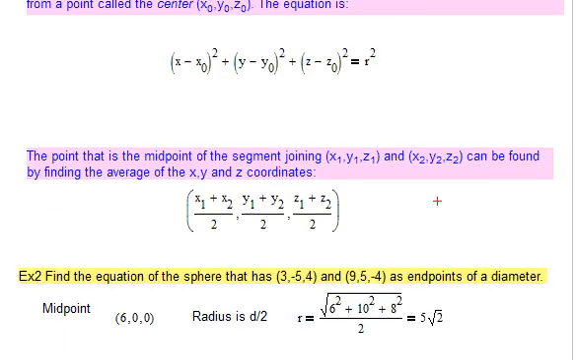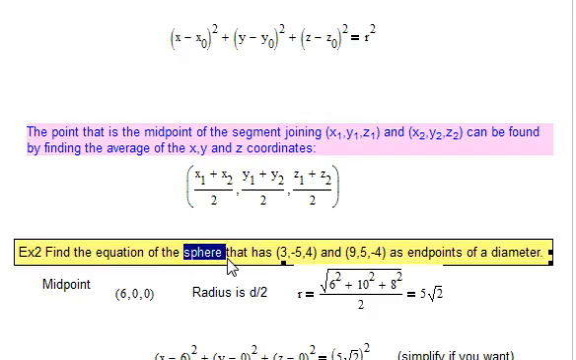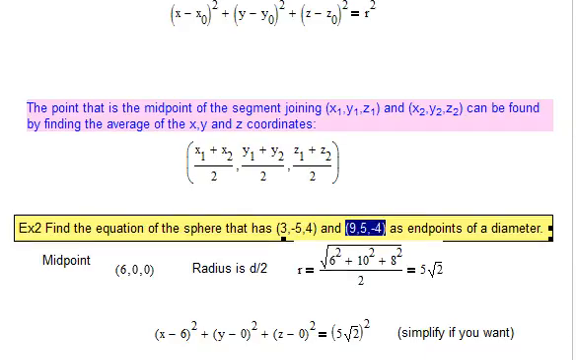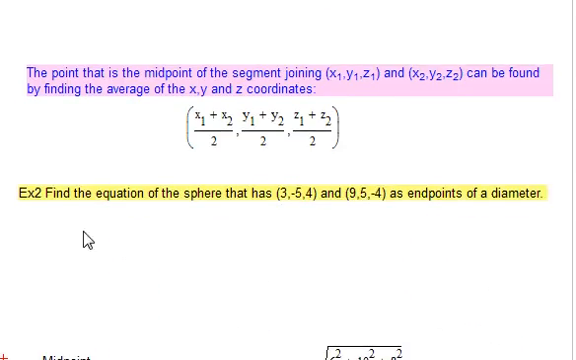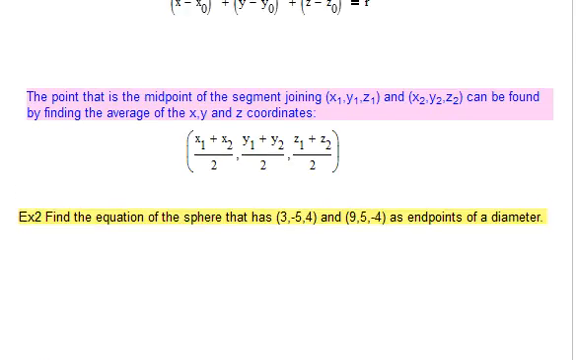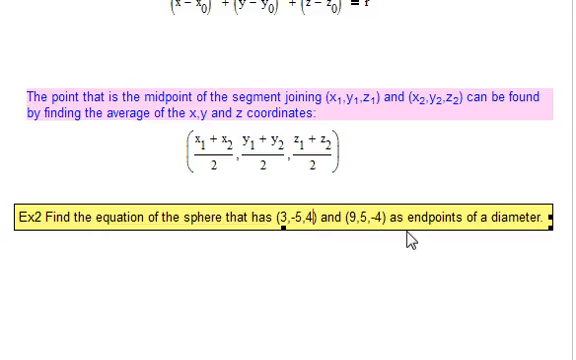Okay. Now, find the equation of a sphere that has (3, -5, 4) and (9, 5, -4) as endpoints of a diameter. Oh my! Suddenly, we have a not-so-simple problem here. Let me give you a little think time on that before we proceed, okay? We want the equation of the sphere that has (3, -5, 4) and (9, 5, -4) as endpoints of a diameter. Alright, so let's attack this thing.